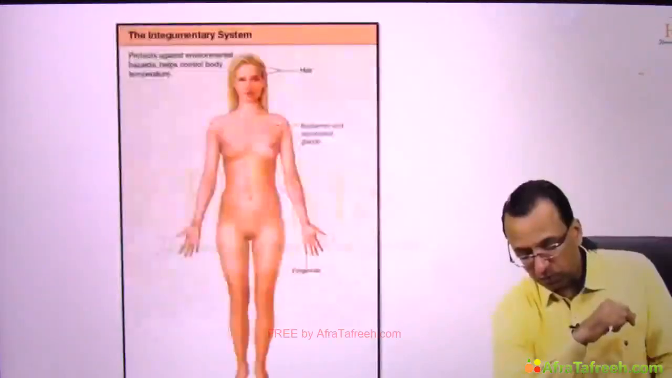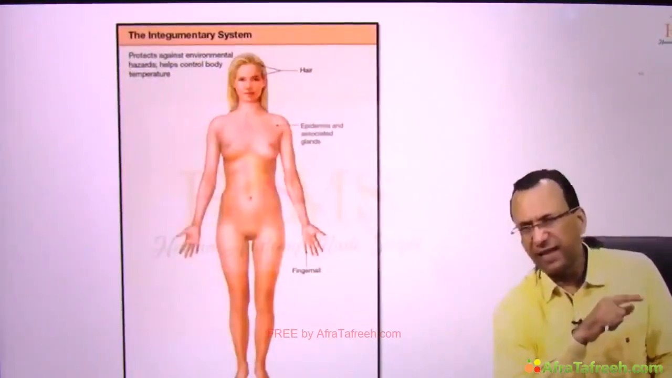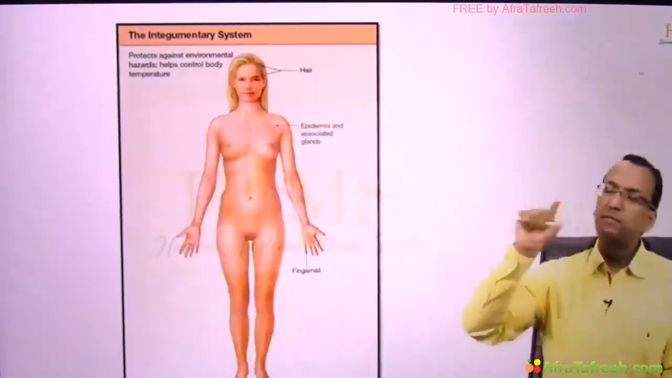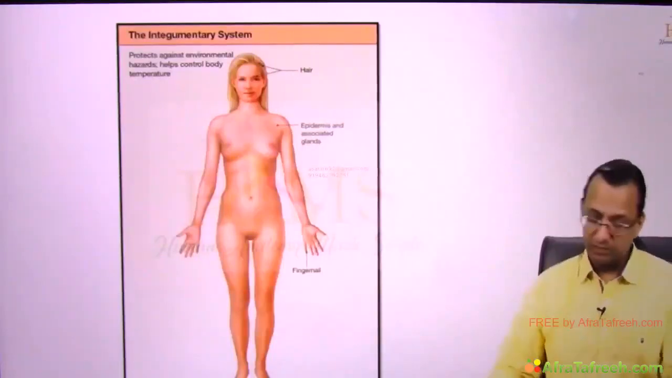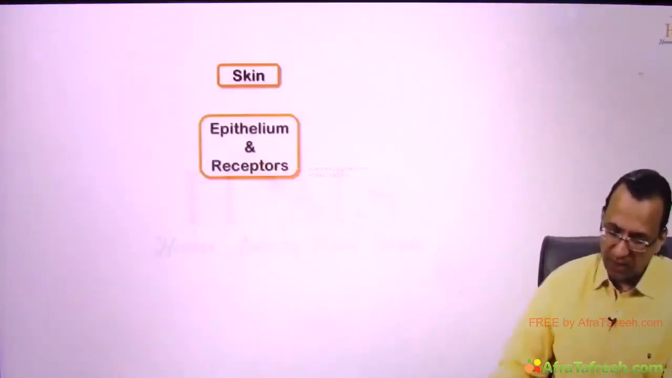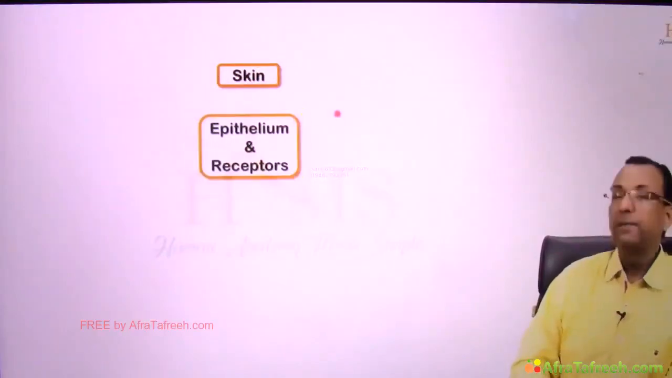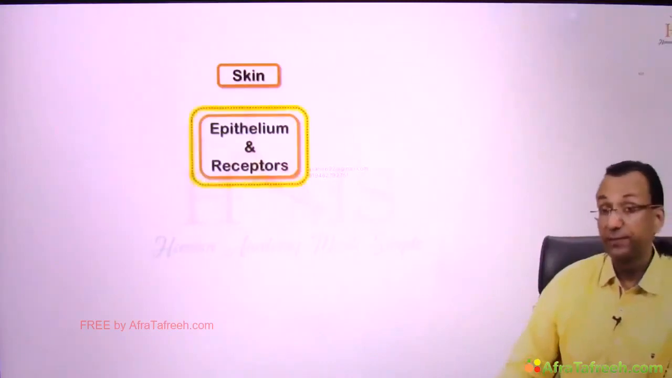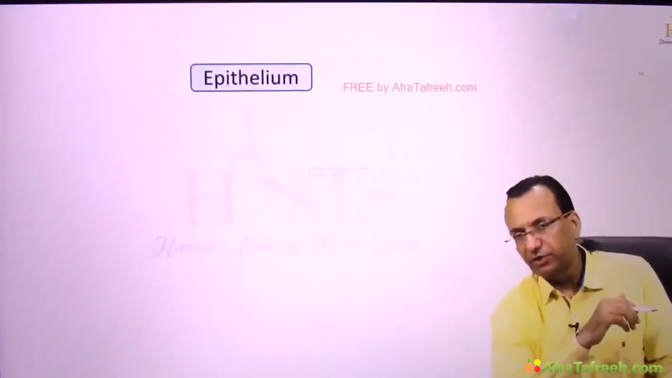We want to look at the integumentary system now. What about that? The epithelium, the epidermis, and then the dermis also. As you're talking about the skin, epithelium, epidermis, there'll be a description of the receptors as well. We have to talk about receptors as well. And the first thing is epithelium or epidermis, skin epidermis.